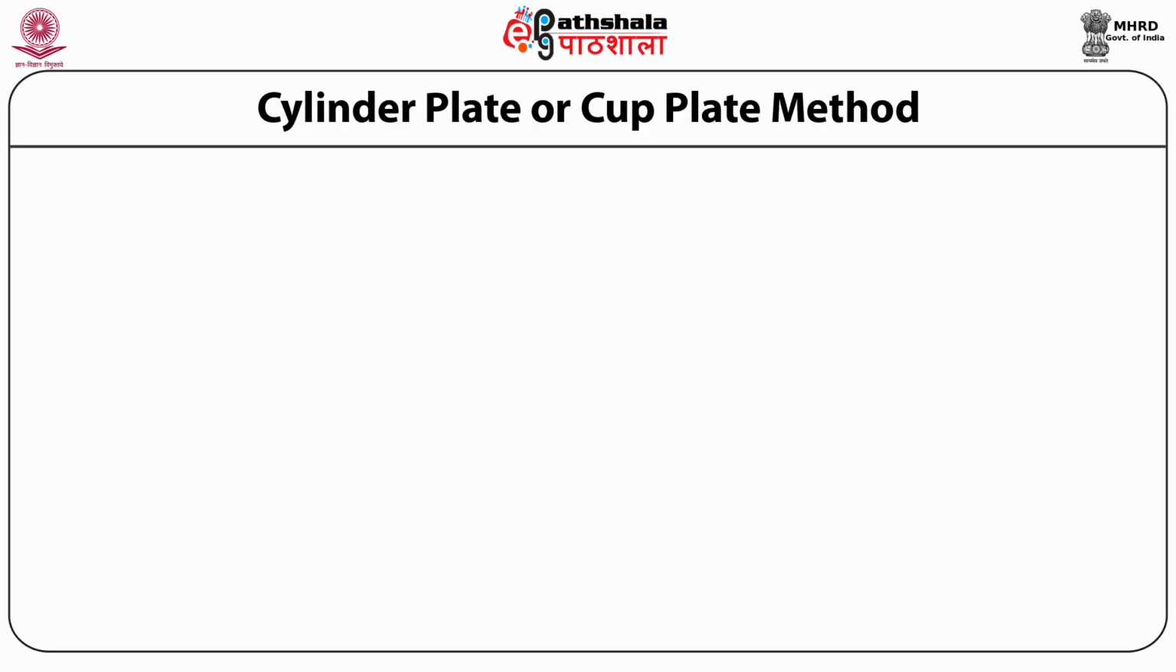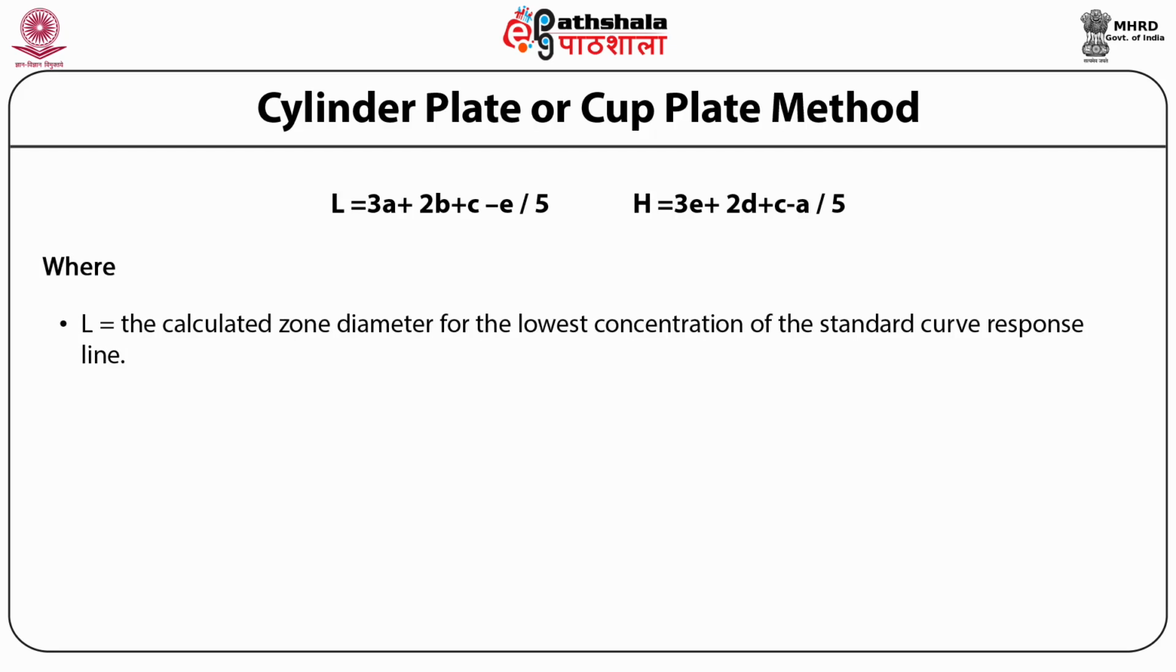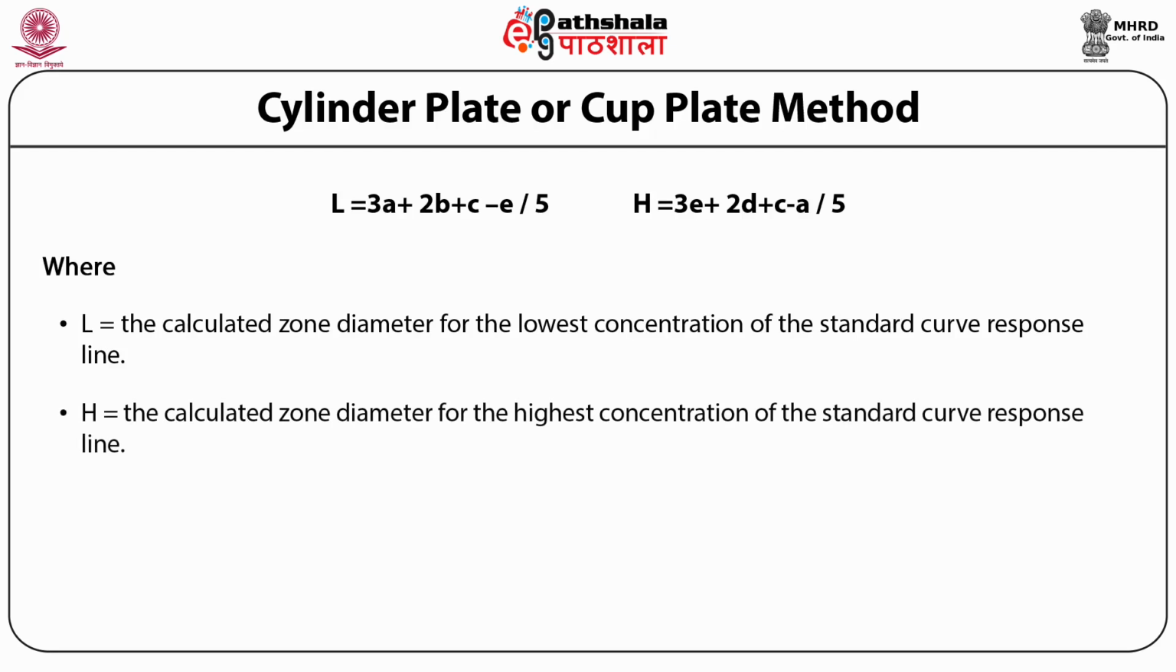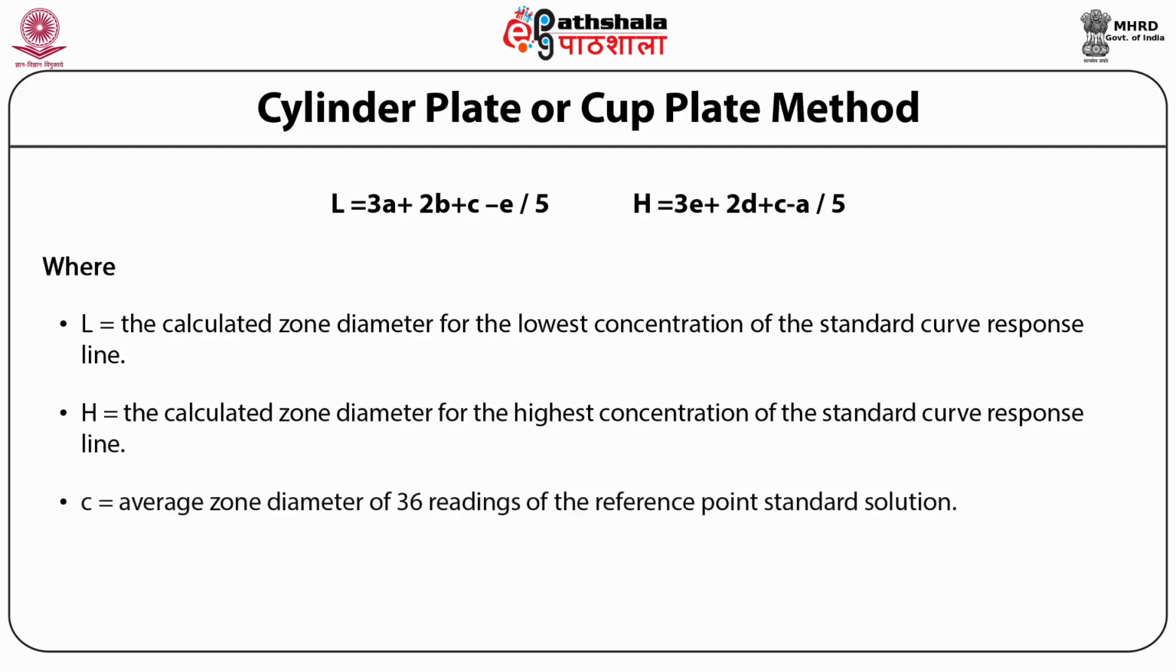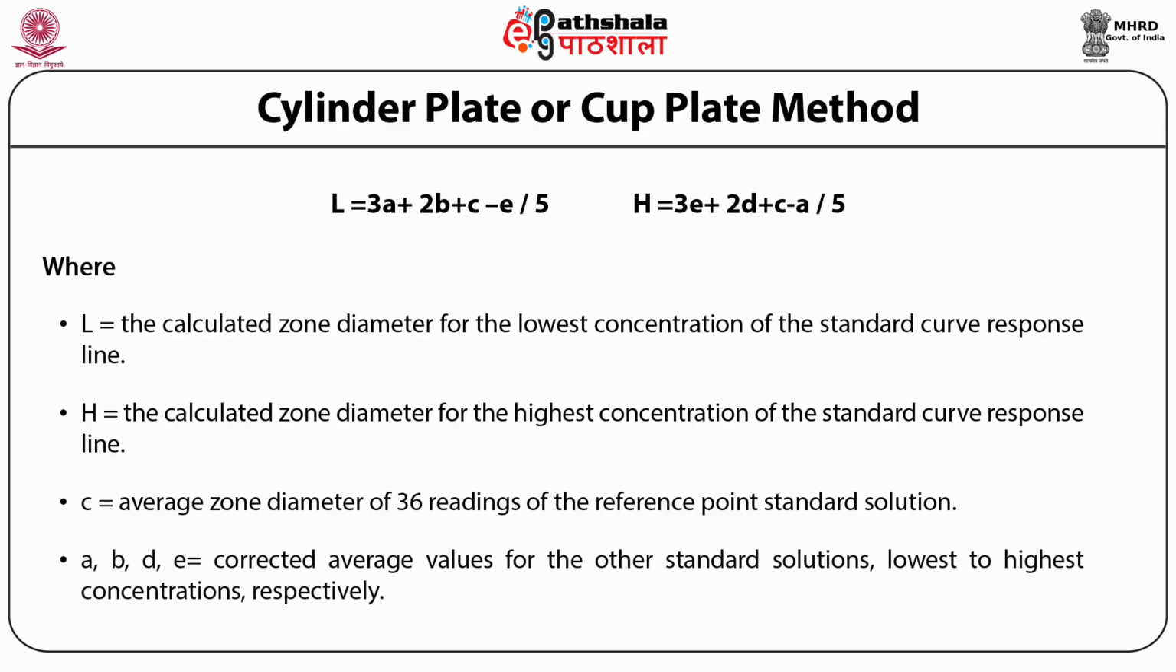Results can be calculated by using the formula L = (3A + 2B + C - E) / 5, H = (3E + 2D + C - A) / 5, where L is the calculated zone diameter for lowest concentration of the standard curve response line, H is the calculated zone diameter for highest concentration of the standard curve response line, whereas C is average zone diameter of 36 readings of the reference point standard solutions. A, B, D, E are corrected average values for the other standard solutions, lowest to highest concentration respectively.